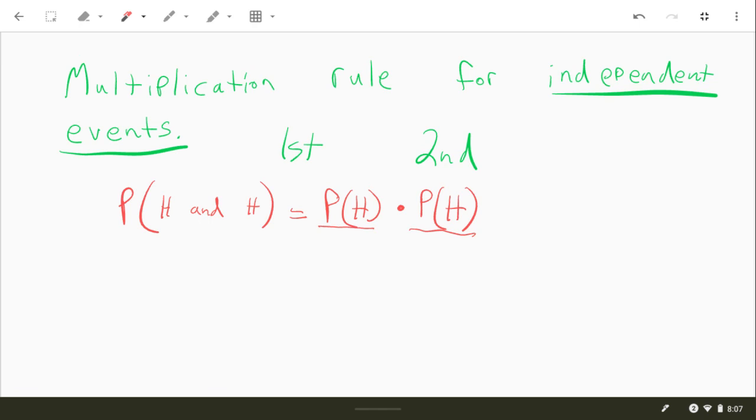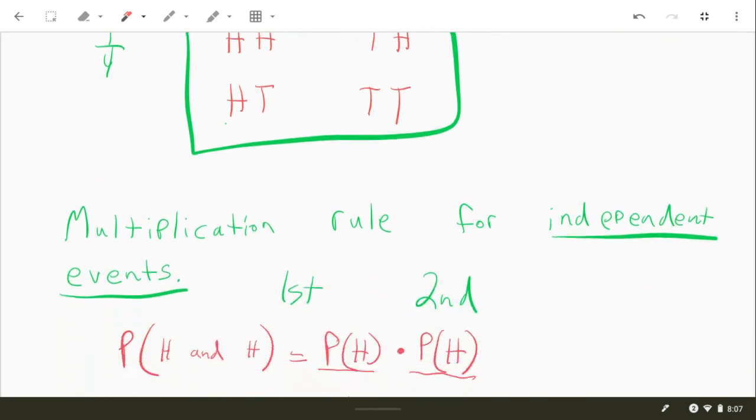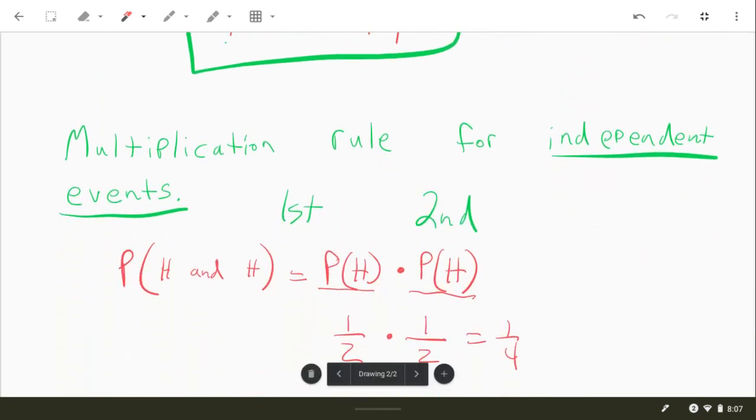Well, what are the chances of getting a heads the first time? It's 1/2. And what are the chances of getting a heads the second time? It's the same thing. But when you multiply those probabilities, you'll get 1/4, and that matches our answer for the sample space up here. So this is a much more efficient way for answering certain probability questions. Okay, you should be good now.